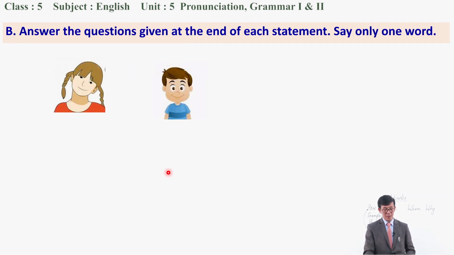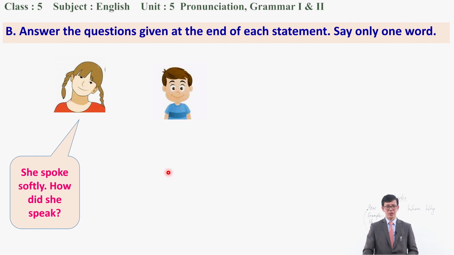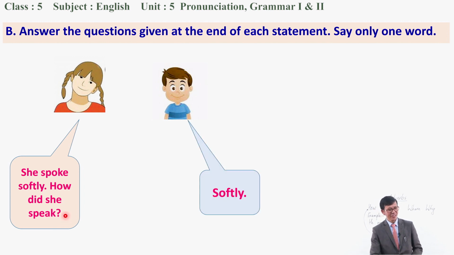Let's see the next one. Okay, what is there? Look. She spoke softly. What is the last word of this statement? Softly. She spoke softly. How did she speak? Very good. See? All right, you just say a single word. Softly. That is the response to this question. How did she speak? Softly. Let's see another one.